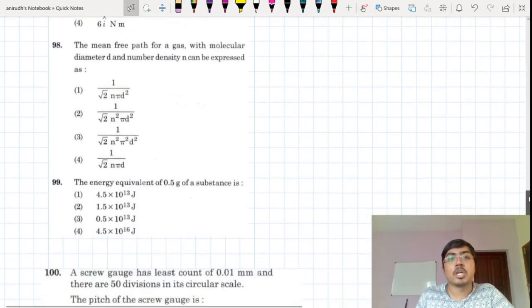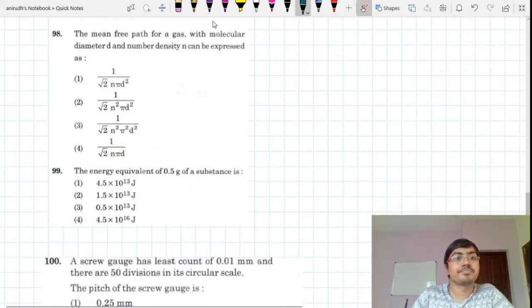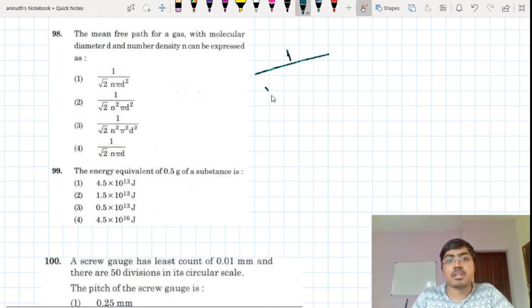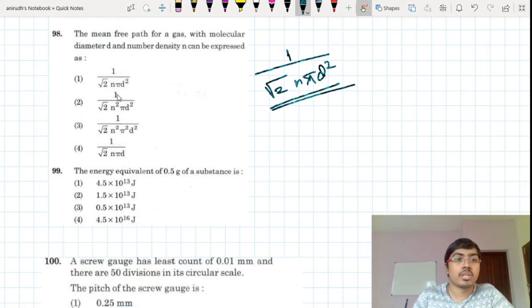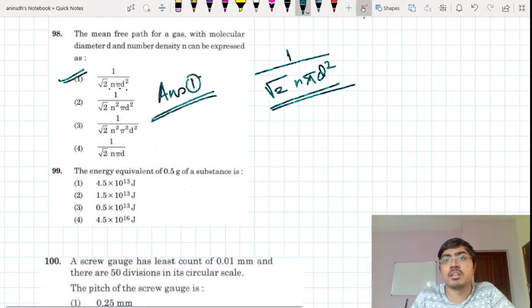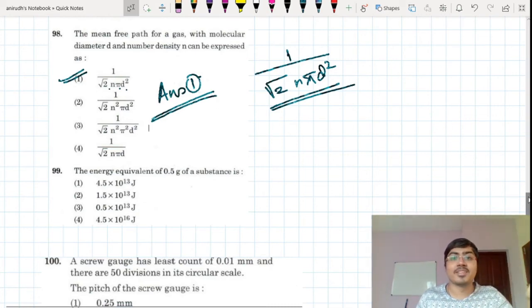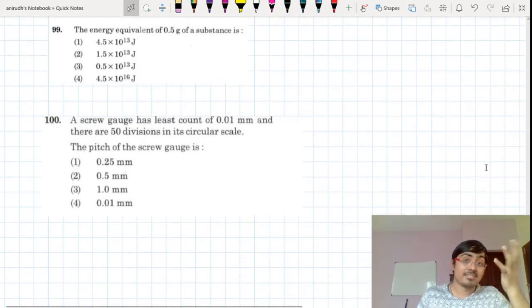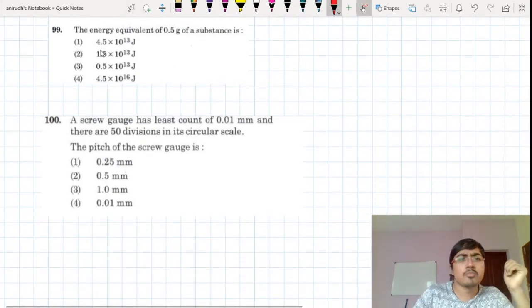Another question from the topic of thermal physics again, mean free path equation. I simply remember this as 1 by root 2 n pi d square. So this is your mean free path equation, and therefore your answer for this question is 1 by root 2 n pi d square, option 1. So the correct answer for this question is option number 1. It's a straightforward formula they have asked, and we don't go for any derivation while teaching this. We simply remember this.